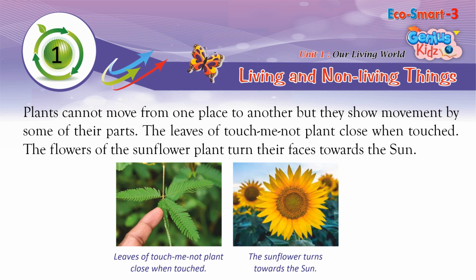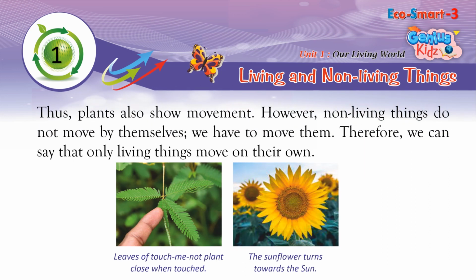Plants cannot move from one place to another, but they show movement by some of their parts. The leaves of the touch-me-not plant close when touched. The flowers of the sunflower plant turn their faces towards the sun. Thus, plants also show movement. However, non-living things do not move by themselves; we have to move them. Therefore, we can say that only living things move on their own.